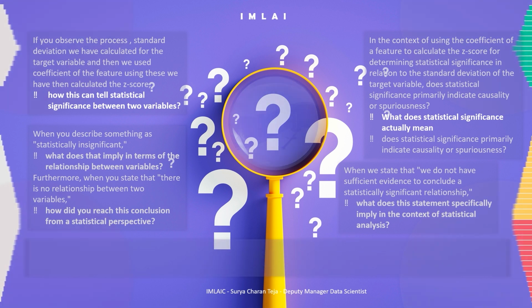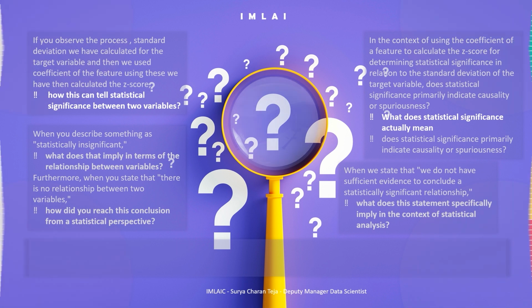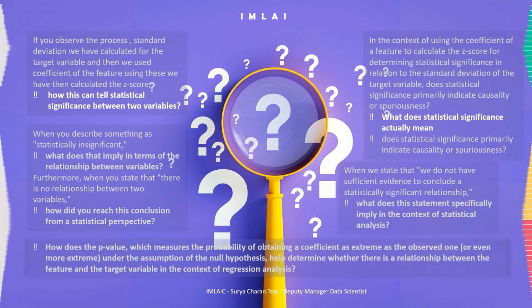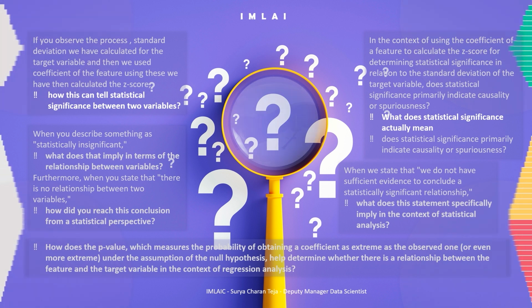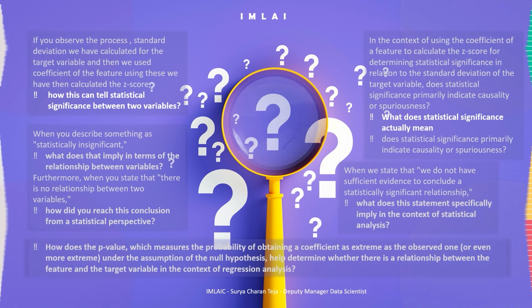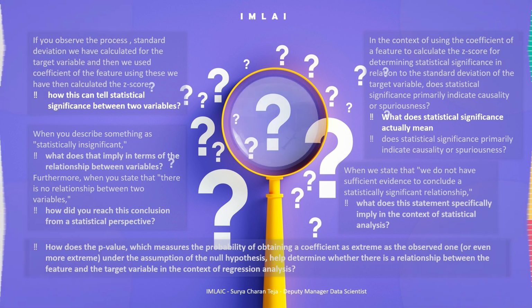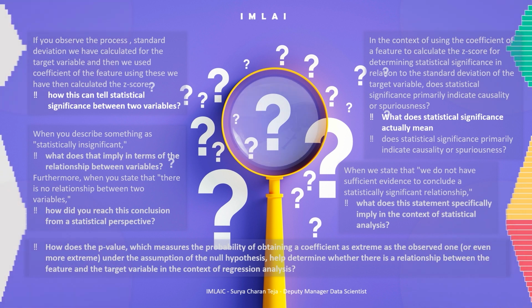And the last question that I just want to ask you as food for thought is: how does the p-value, which measures the probability of obtaining a coefficient as extreme as the observed one or even more under the assumption of the null hypothesis, help determine whether there is a relationship between the feature and the target variable in the context of regression analysis? That's another question you have to ponder about.